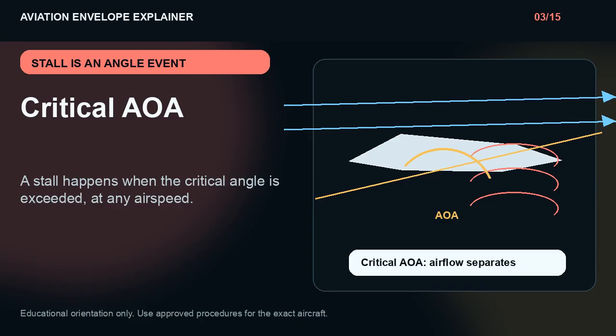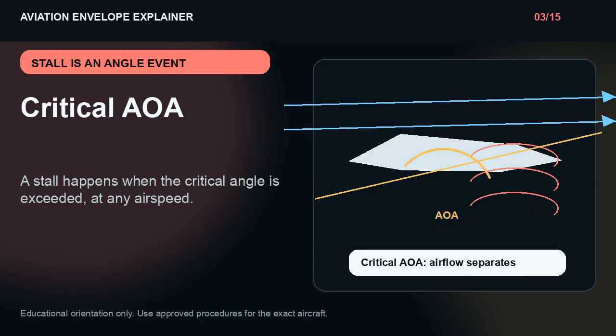The FAA Airplane Flying Handbook emphasizes that a stall is caused by exceeding critical angle of attack, and it can happen at any airspeed, any attitude, any power setting. Airspeed is still useful, but it is not the root cause. Angle of attack is the root boundary. So what is stall margin? Stall margin is the distance between where the airplane is now and where the wing reaches critical angle of attack.